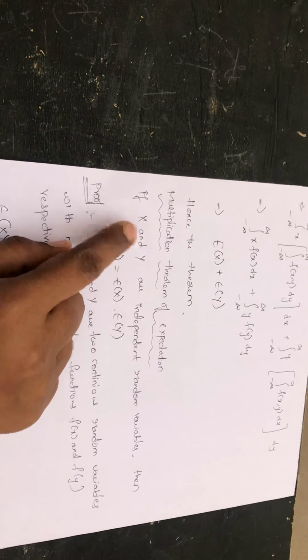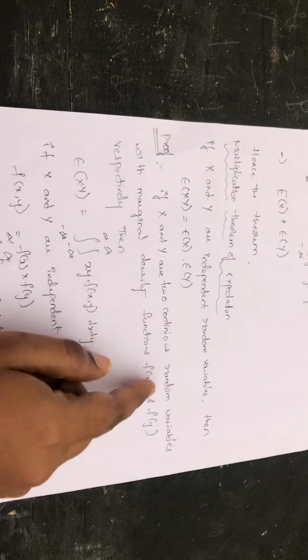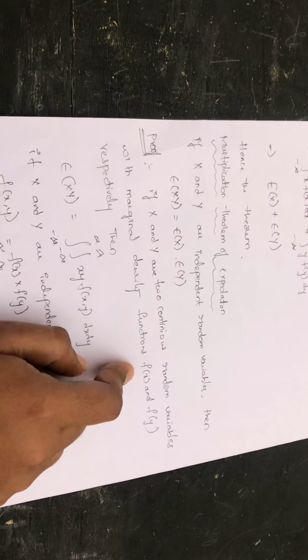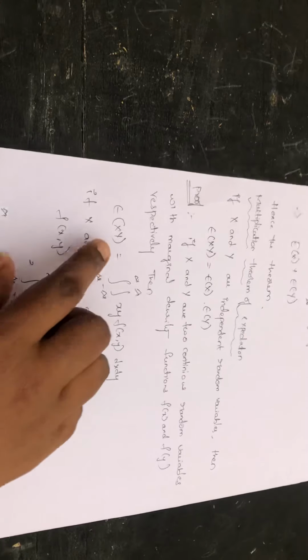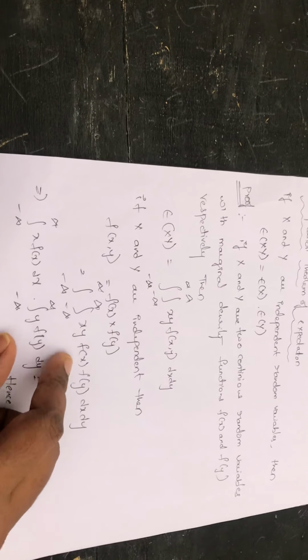Similarly we have another theorem, the mathematical expectation multiplication theorem. If x and y are both independent random variables, then E of x y is equal to E of x into E of y. If x and y are two continuous random variables with marginal density functions f of x and f of y respectively, E of x y is equal to the double integral x y into f of x comma y dx dy. If x and y are independent variables, we assume f of x comma y is equal to f of x into f of y, so the double integral x y f of x f of y dx dy. Here the integration is multiplied: integral x f of x dx into integral y f of y dy is equal to E of x into E of y, hence the theorem.